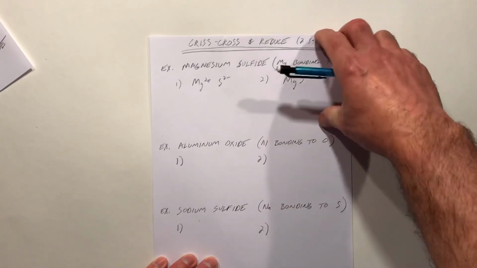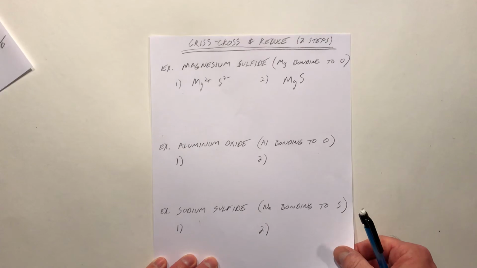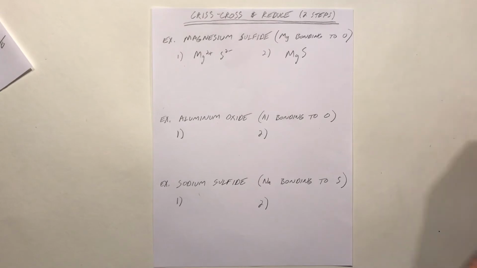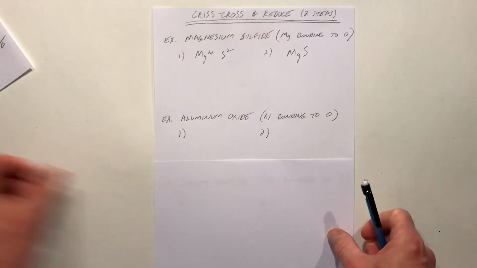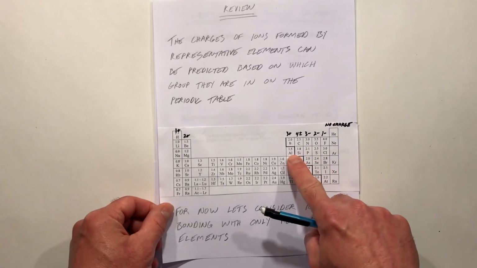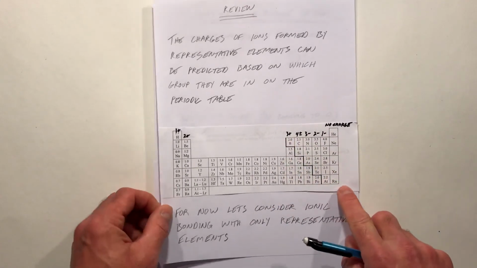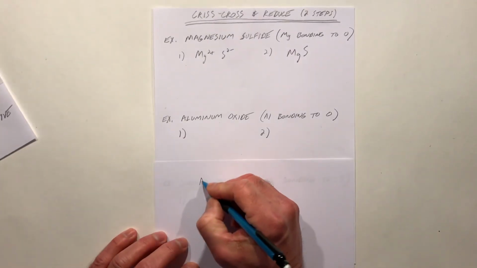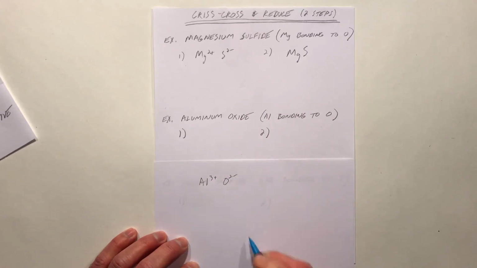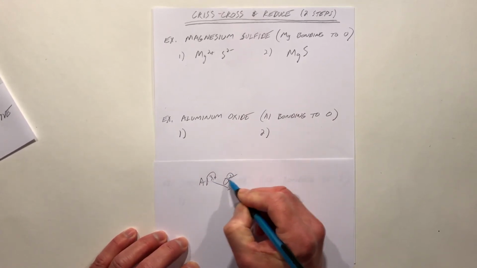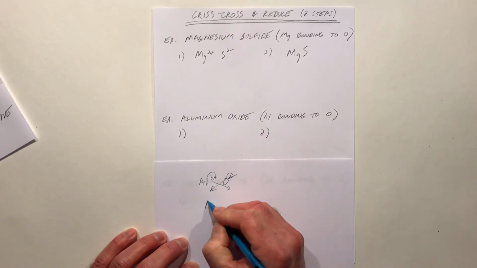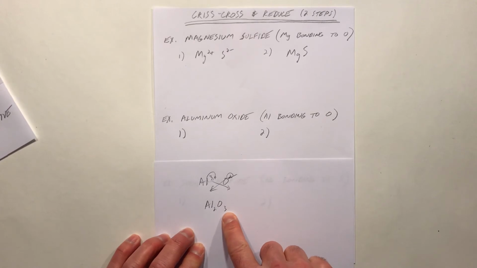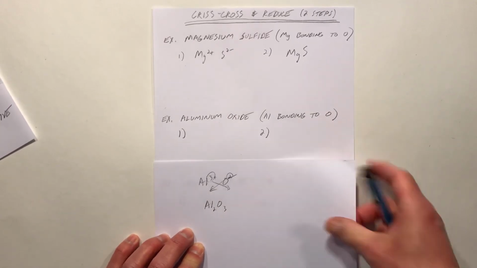Here's another example, aluminum oxide. This is where aluminum is bonding to oxygen. So if we take a look at where aluminum is on the periodic table, Al is right here, it's in the 3 plus column, and O, oxide, is in the 2 minus column. So we'll get Al3 plus and O2 minus. This 3 is going to drop down here, and this 2 is going to drop down here, and we're going to get Al2O3. Now in this case, 2 and 3 can't be reduced. So we're done. That's the end of it.